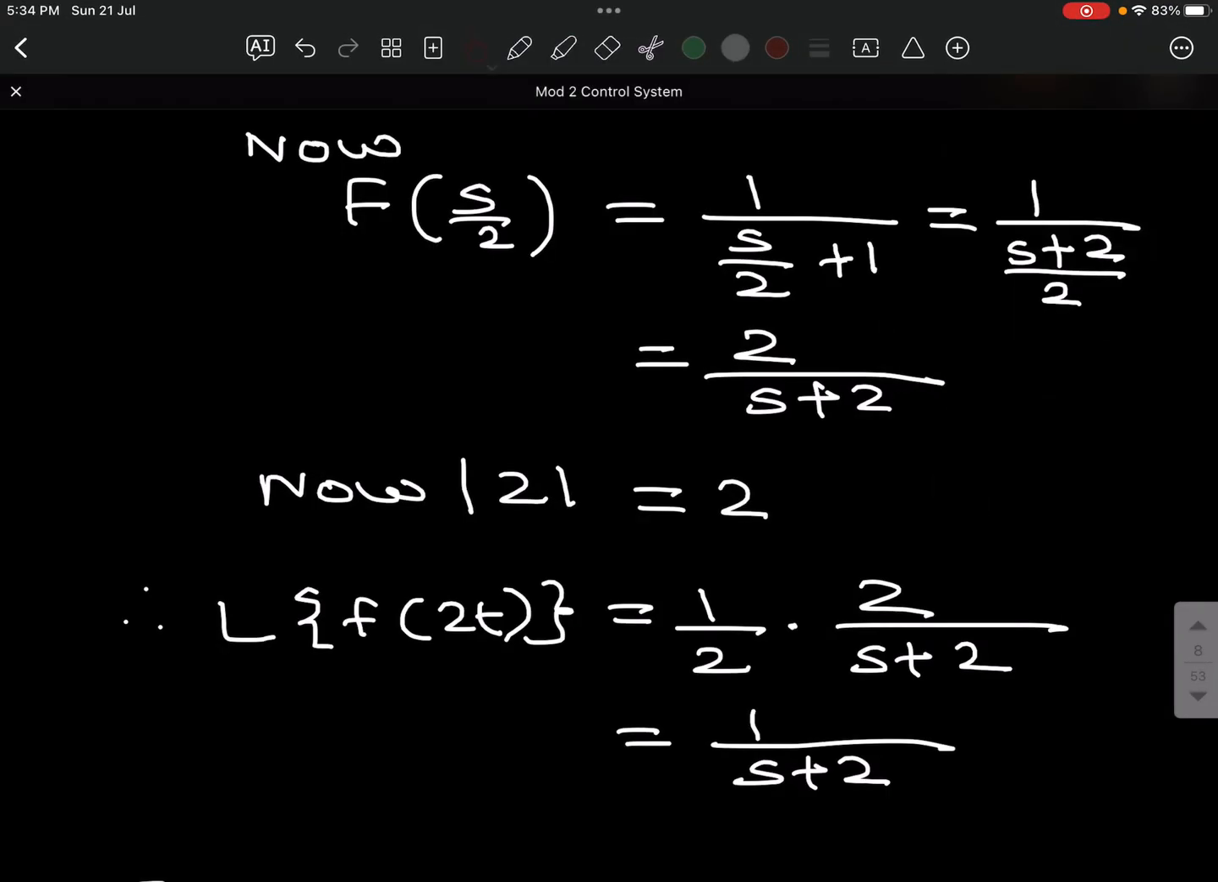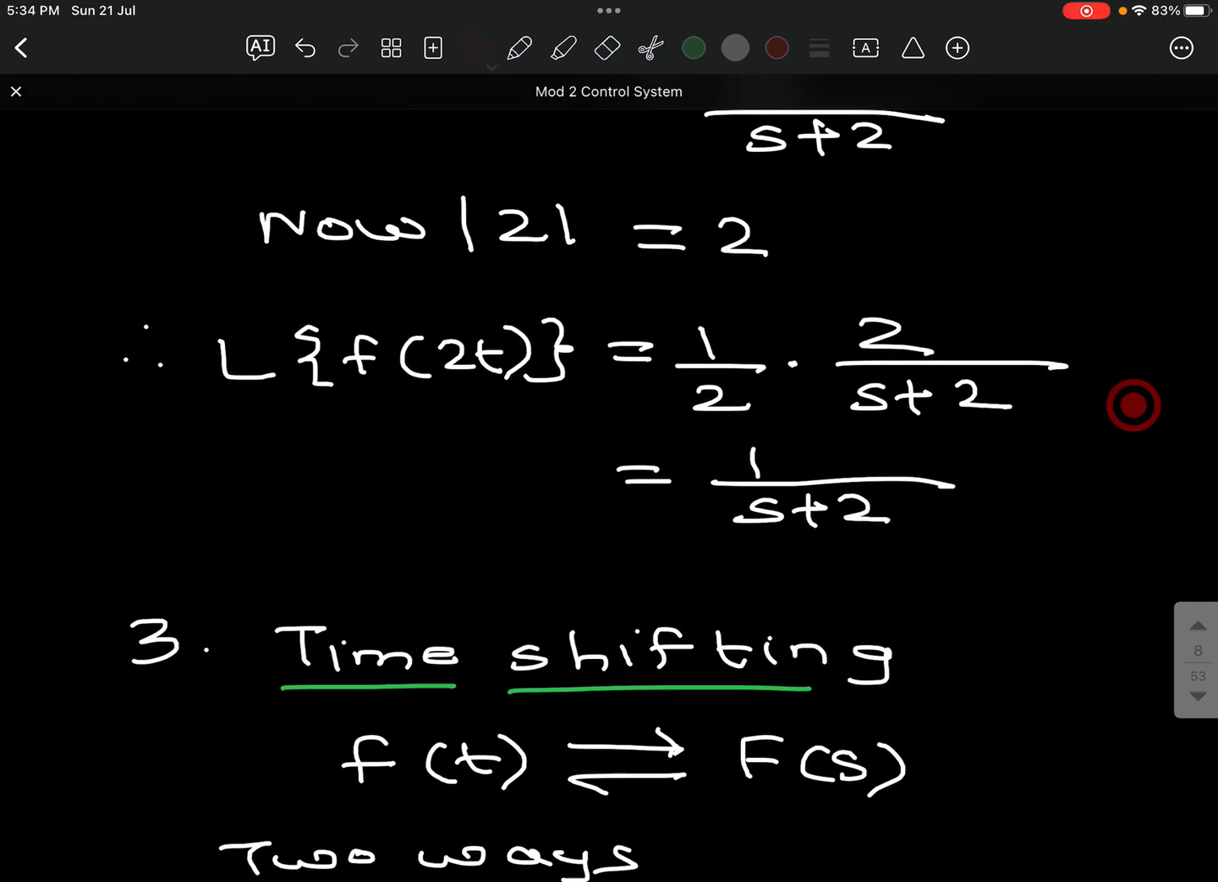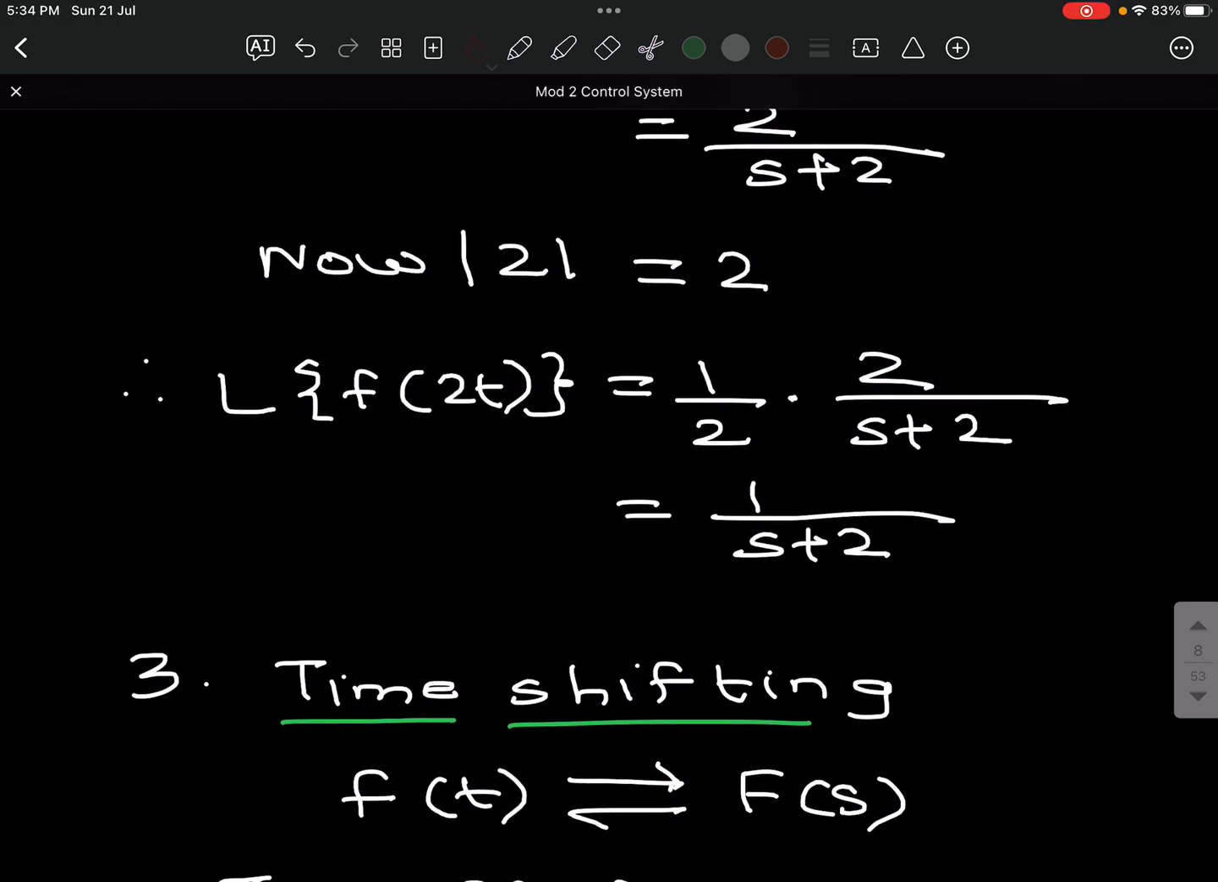Okay, so in the last video we had stopped at the property of time scaling and linearity. Now let us move on to the third property, which is the time shifting property. If there is a function f of t, and we take its Laplace transform, it will be F of s.